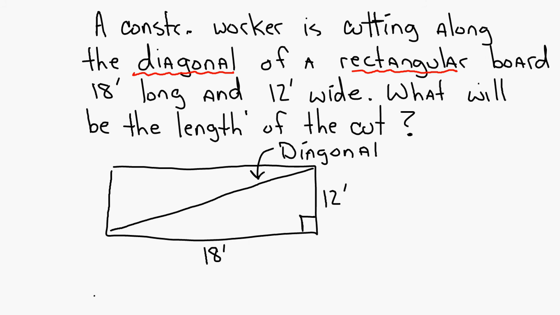So hopefully you're seeing the Pythagorean Theorem application. The side across from the 90 is always side C, your hypotenuse. Your other two sides are A and B. So substitute. 18 squared plus 12 squared equals C squared.